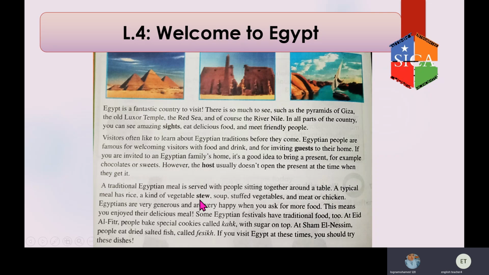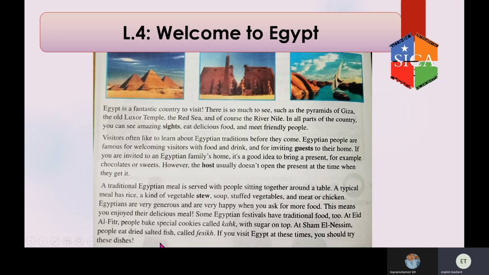and are very happy when you ask for more food. This means you enjoyed their delicious meal. Some Egyptian festivals have traditional food too. At Eid al-Fitr, people bake special cookies called cake with sugar on top. At Sham al-Nasim, people eat dried salted fish called فسيخ. If you visit Egypt at these times, you should try these dishes.